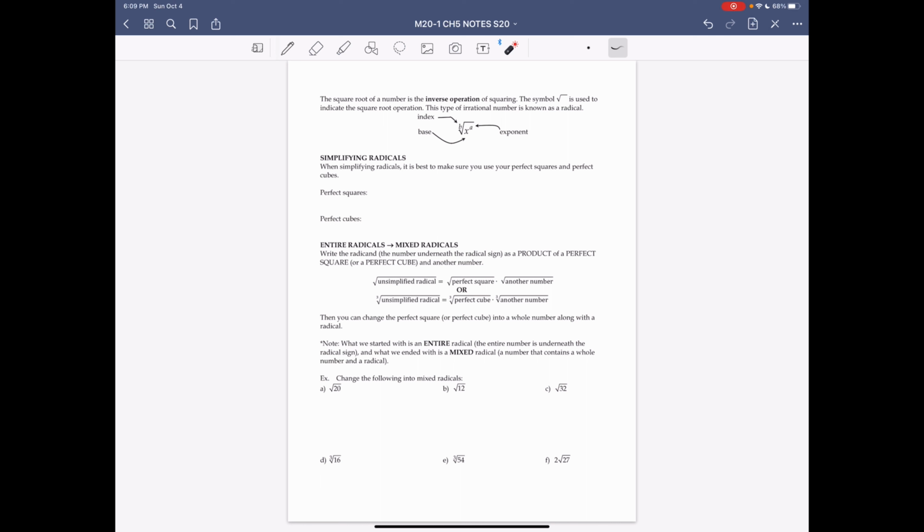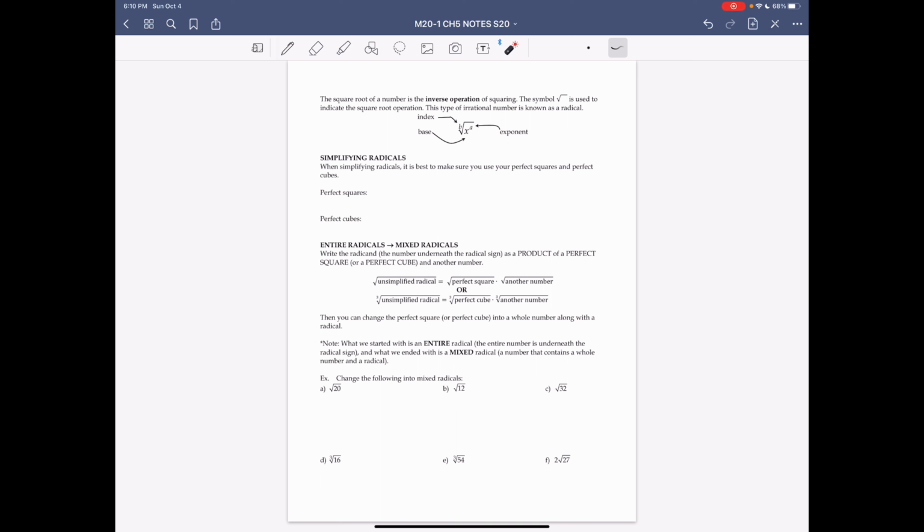We have the base, which is whatever is big under the root, and then we have the exponent on the base. Everything that's under the root is called the radicand, and the whole thing together is called a radical.